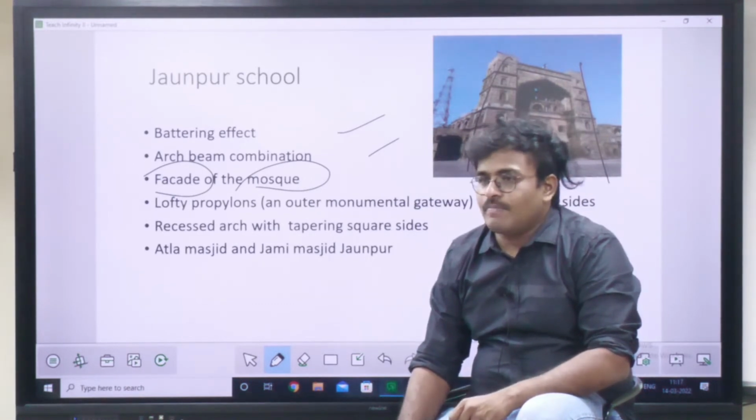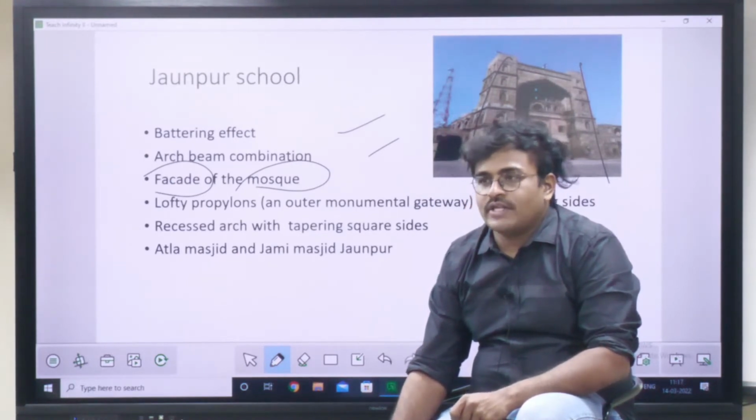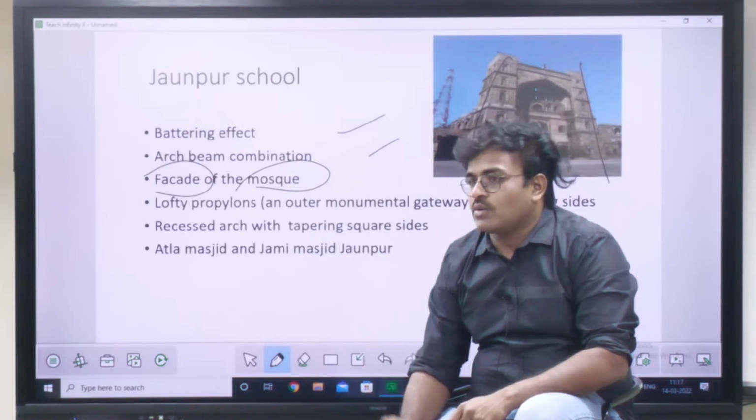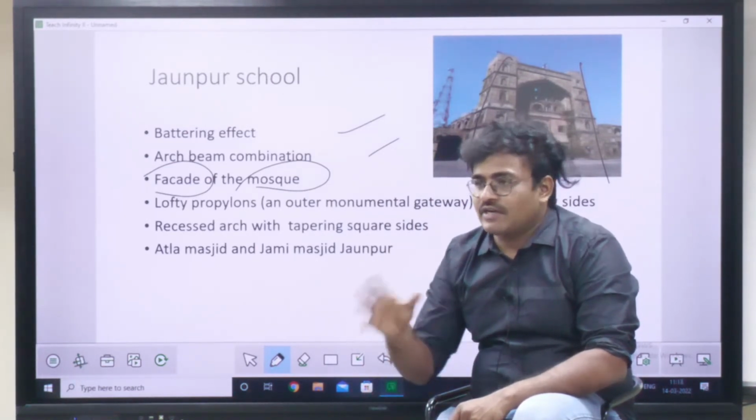So just remember that battering effect, exactly the same like Tughlaq architecture. Along with that, they are the ones who started this tradition of constructing facades for mosques. Mosque entrance way, they constructed a facade.